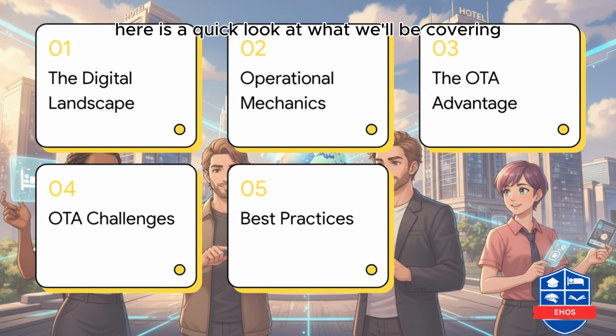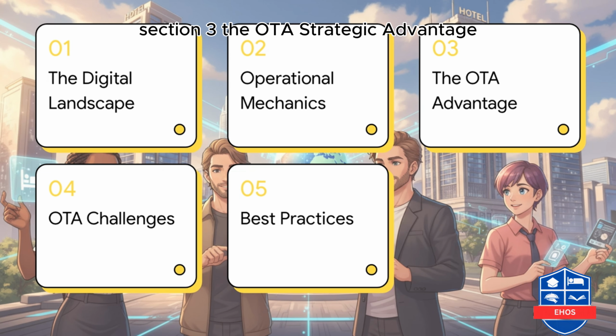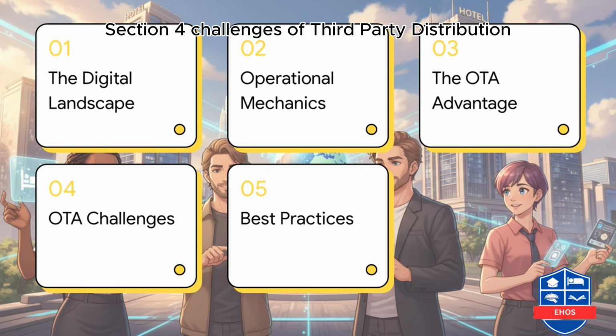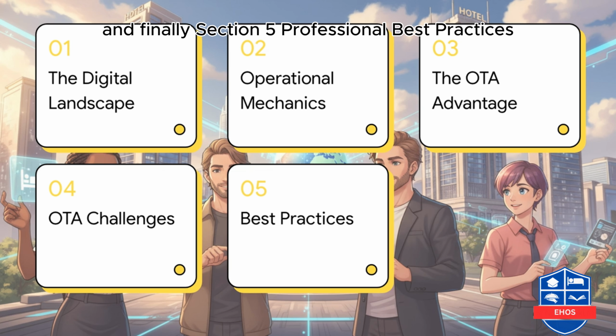Here is a quick look at what we'll be covering in this explainer today. Section 1, the digital hospitality landscape. Section 2, operational mechanics and systems. Section 3, the OTA strategic advantage. Section 4, challenges of third-party distribution. And finally, Section 5, professional best practices.